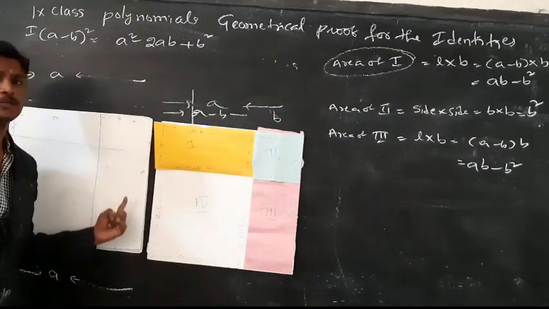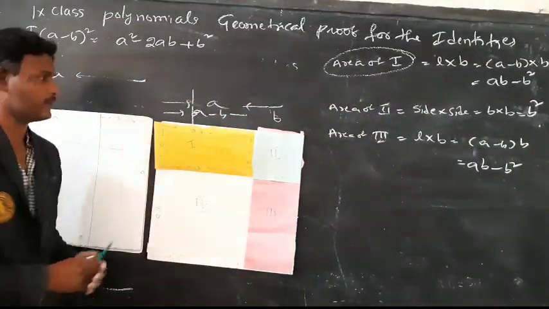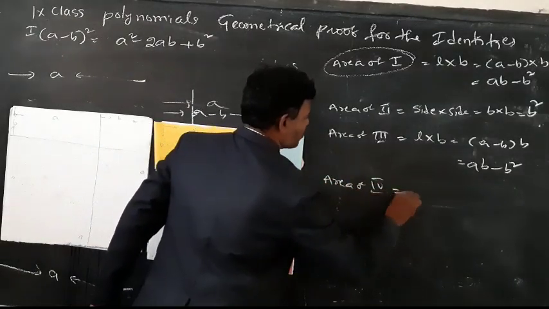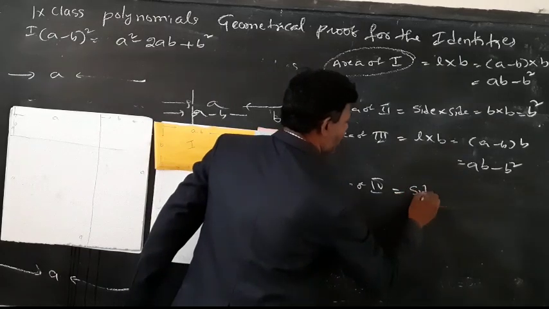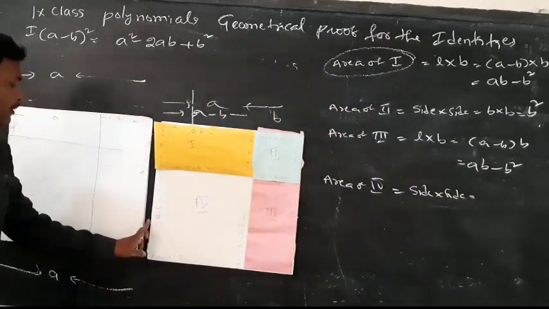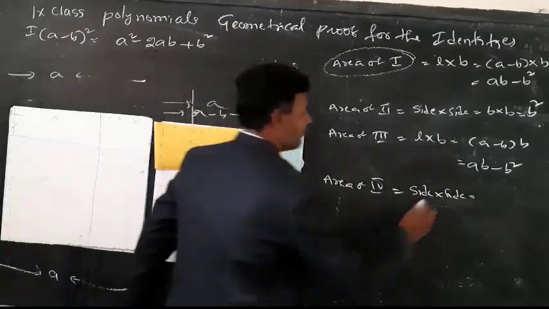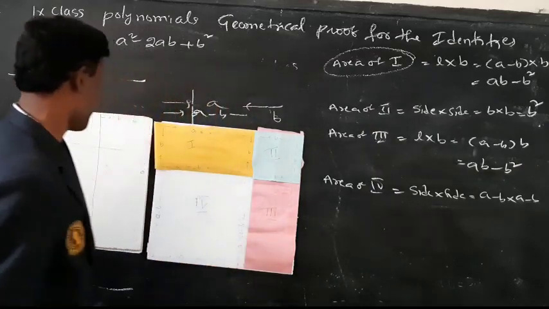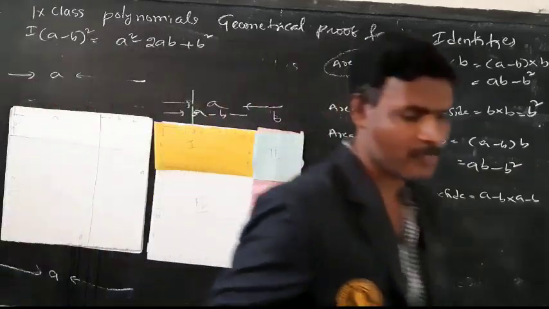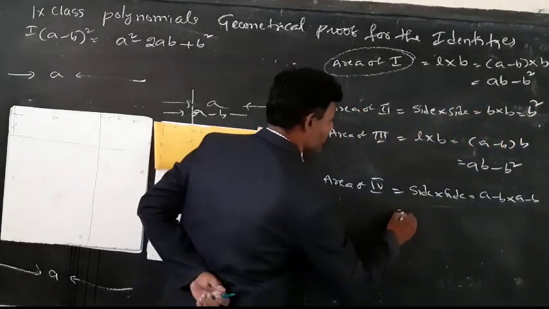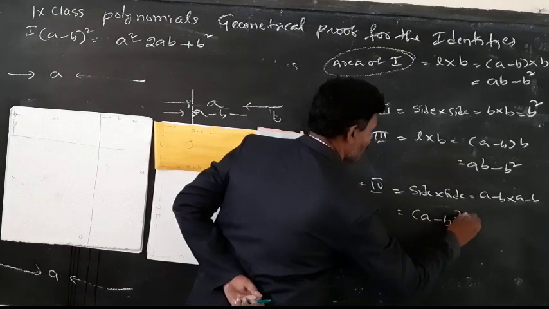Now move to the fourth part. What is the fourth part here? The fourth part is a square. Area of the fourth part is side into side. What is the side here? a minus b and a minus b. So we can write (a minus b) into (a minus b). So the area of the 4th part is (a minus b) whole square.